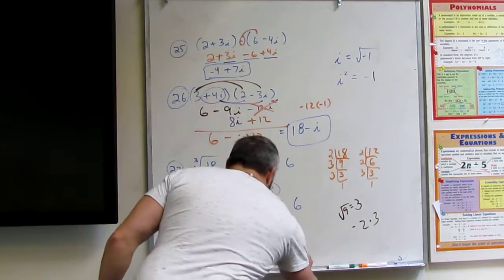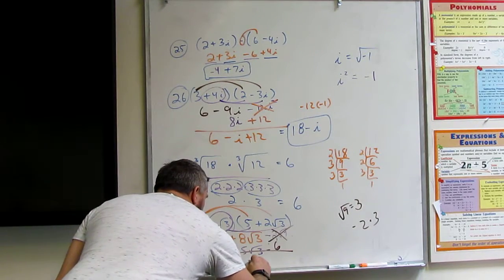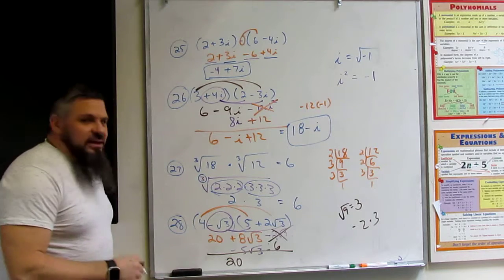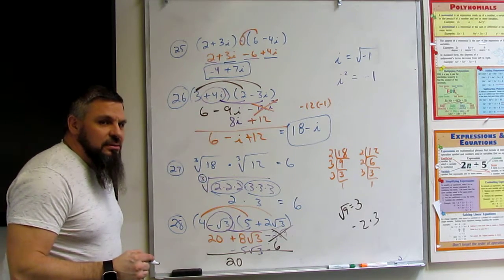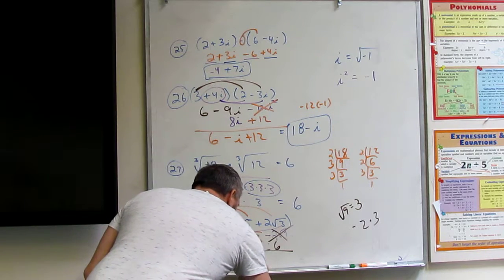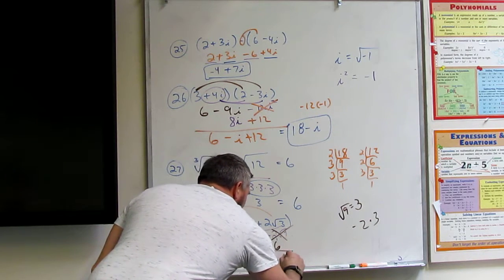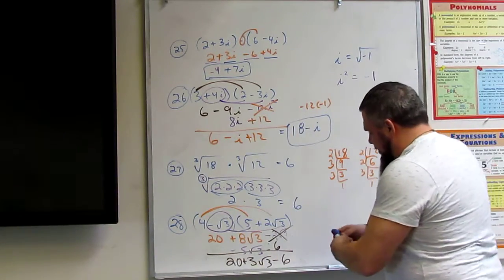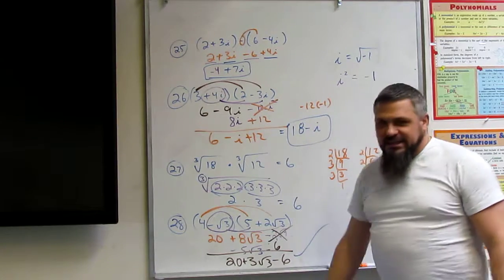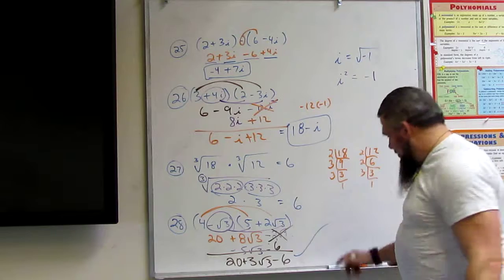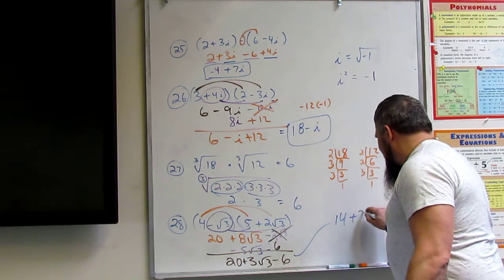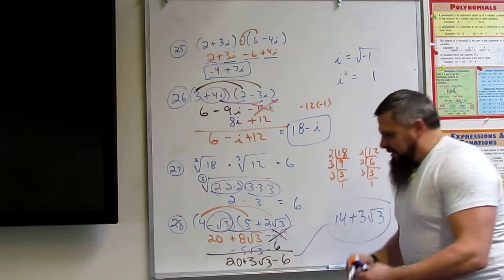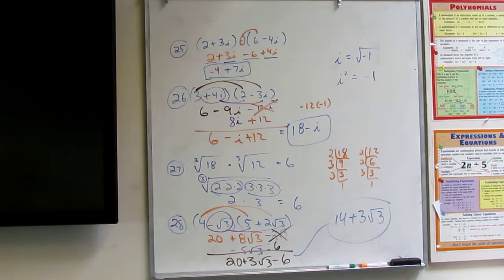So we add those up and we get 20 plus 8 square root 3 minus 5 square root 3 minus 6. 8 minus 5 is 3, so plus 3 square root 3. And then I finish it off: 20 minus 6 is 14. So 14 plus 3 square root 3. Okay? So, fun stuff. That's the stuff I love.